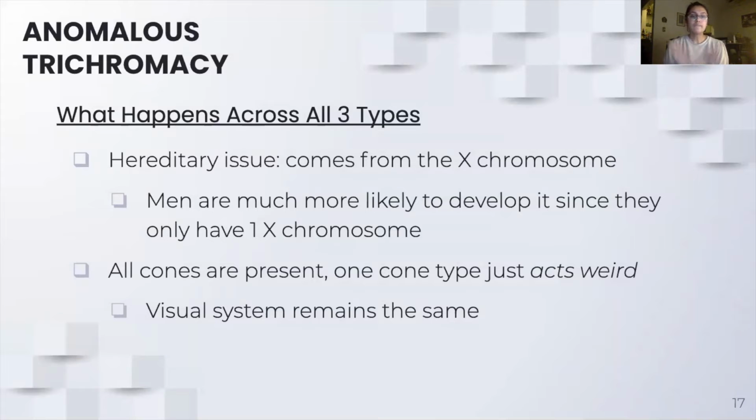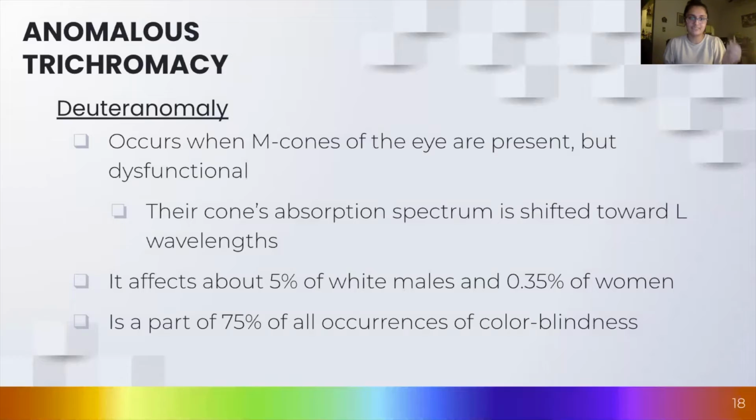Now, what happens across all 3 types is a hereditary issue. These issues come from the X chromosome. Men are more likely to develop it since they only have 1 X chromosome. And in this situation, all cones are present, just one cone type acts a little weird. The visual system remains the same, in the sense that light enters the eye and hits the retina where the rods and cones are. The only difference here is that the light energy being transduced into neural energy is different because one of the types of photoreceptors is wonky.